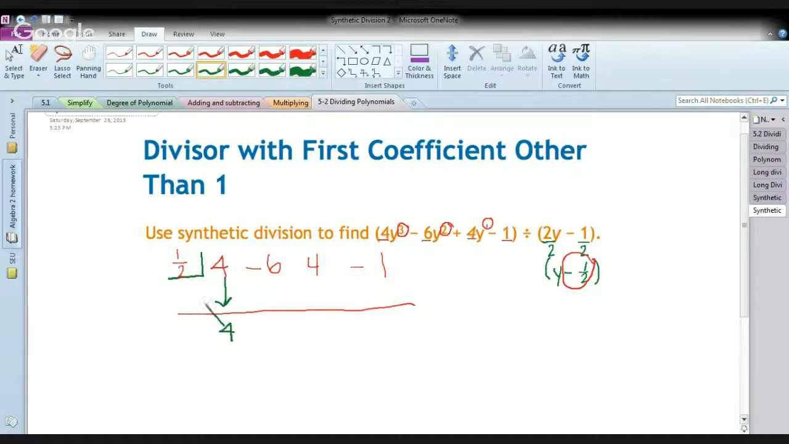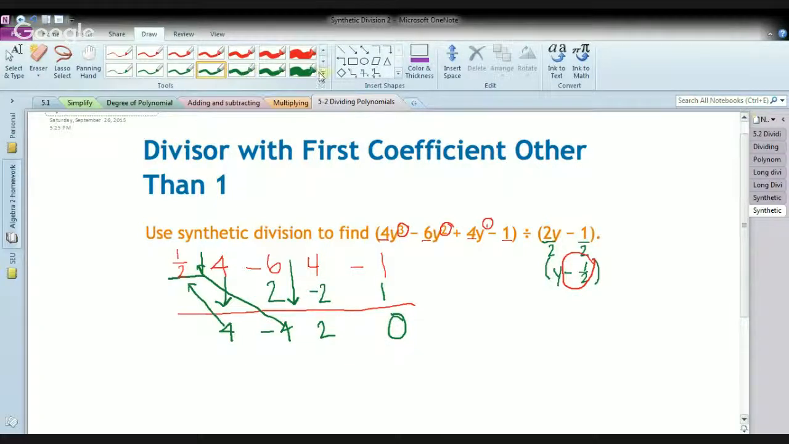So now I'm saying 4 times 1/2. So really what that 1/2 is doing when we're multiplying, it's just taking half of 4. So 4 times 1/2 is going to give me 2. Negative 6 plus 2, I'm going down now. Negative 6 plus 2 is going to give me negative 4. And again, I go here. Negative 4 times 1/2 is negative 2. 4 minus 2 is 2. 2 times 1/2 is going to give me a 1. Negative 1 plus 1 is going to give me 0.